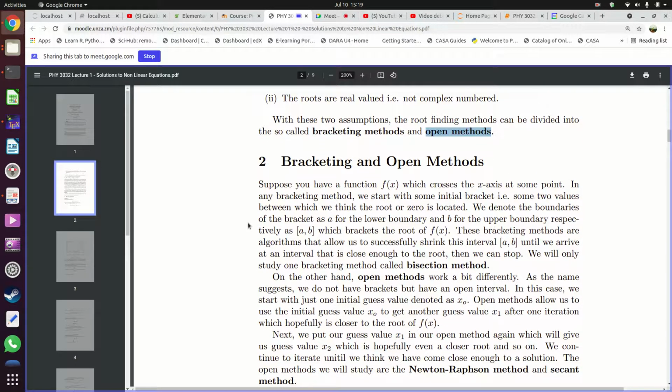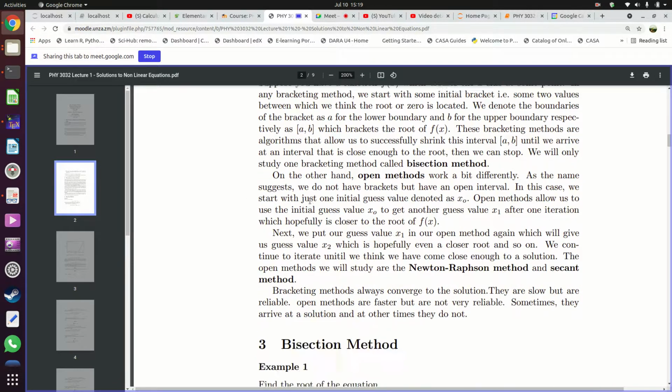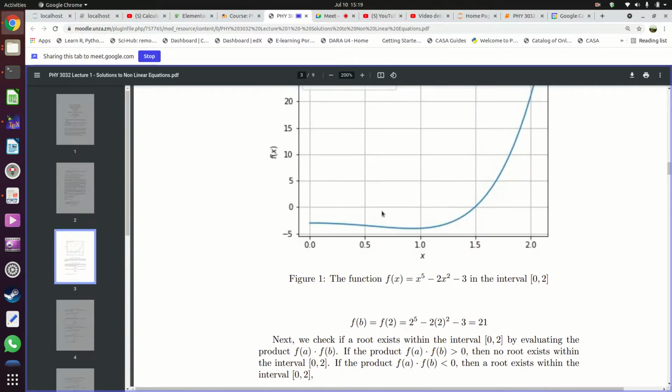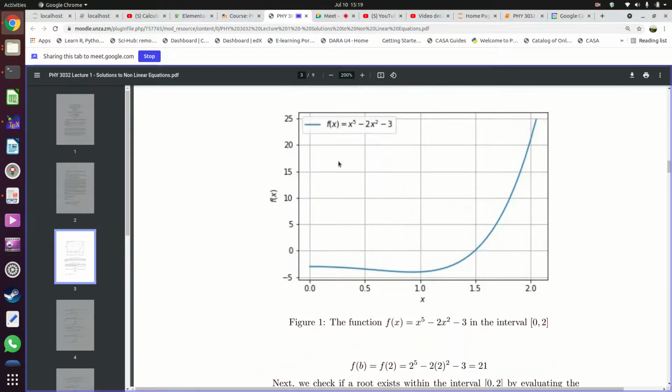So in a bracket method, basically you kind of make a plot. For example, I've got this graph here. This is a graph of a function x to the power 5 minus 2 x to the power 3 minus 2 x to the power 2 minus 3. So this is the function we are interested in. Now, of course there is a lot of this function, but our interest is only in this region from 0 here up to 2 there, from 0 up to 2.